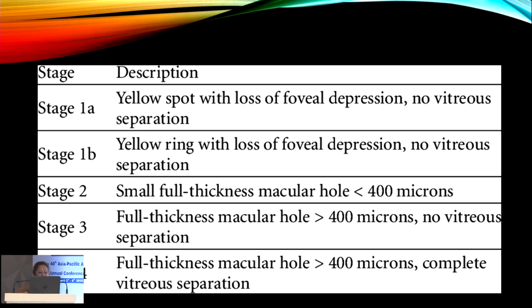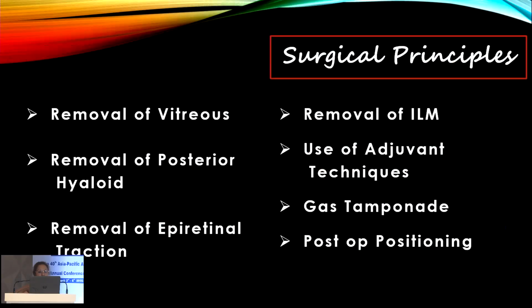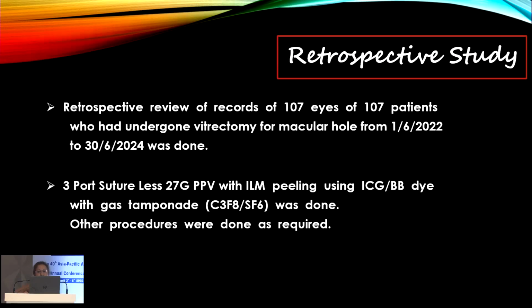These are the 4 stages of macular hole. And in surgery, we do removal of the vitreous, posterior hyaloid, ERM, and ILM, and use of adjuvant techniques is done. In our center, we did a retrospective study on 107 eyes of 107 patients, and sutureless vitrectomy was done in them for full thickness macular hole.